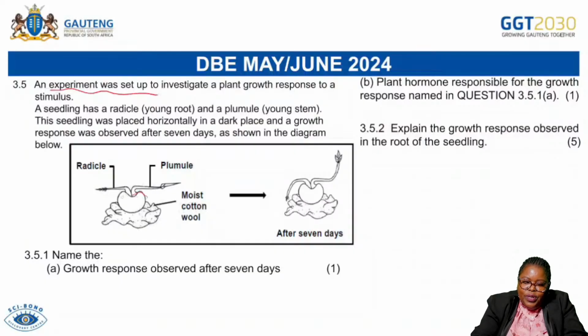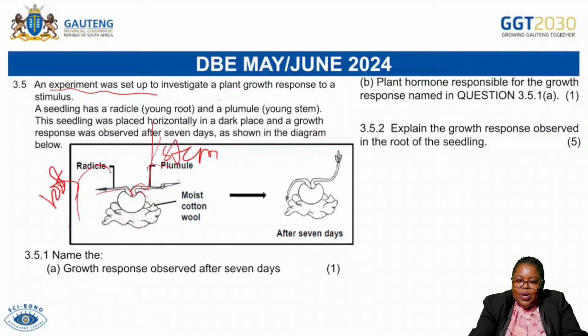Now, this is a developing seed. It grows a plumule, it grows a radicle. So we all know that from a plumule, a stem is going to grow. From the radicle, the roots are going to grow, right?